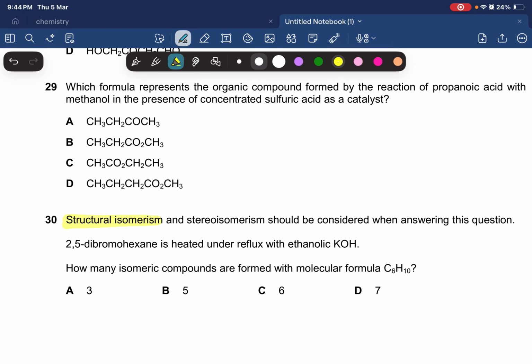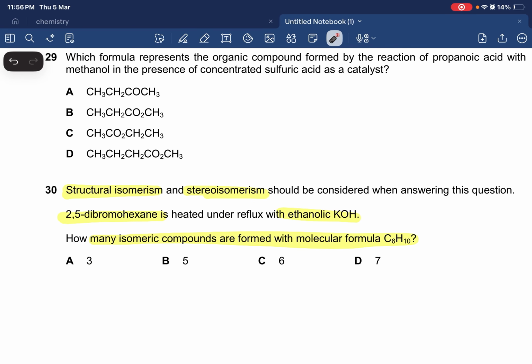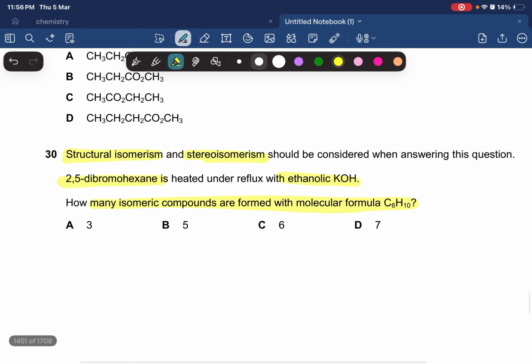Structural isomerism and stereoisomerism should be considered when answering. 2,5-dibromohexane is heated under reflux with ethanolic KOH. How many isomeric compounds are formed with the molecular formula C6H10? The first step I'd suggest is to see what kind of reaction is happening. I'm going to draw everything.